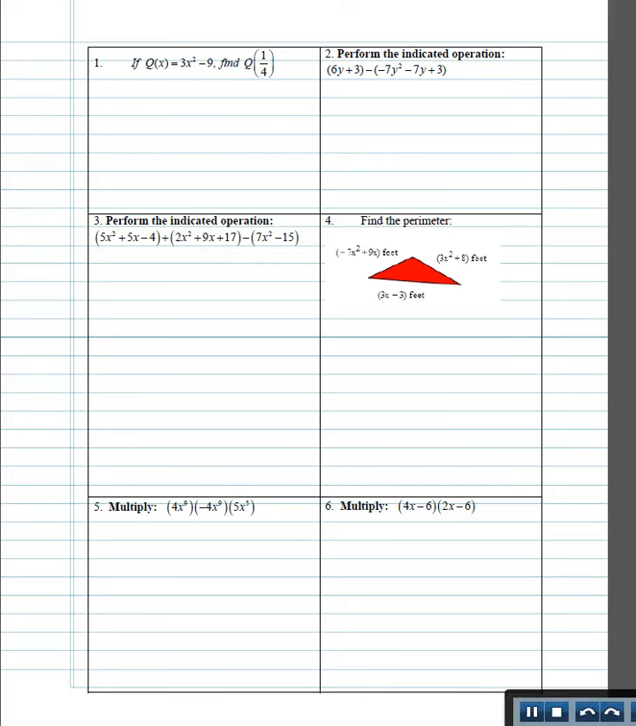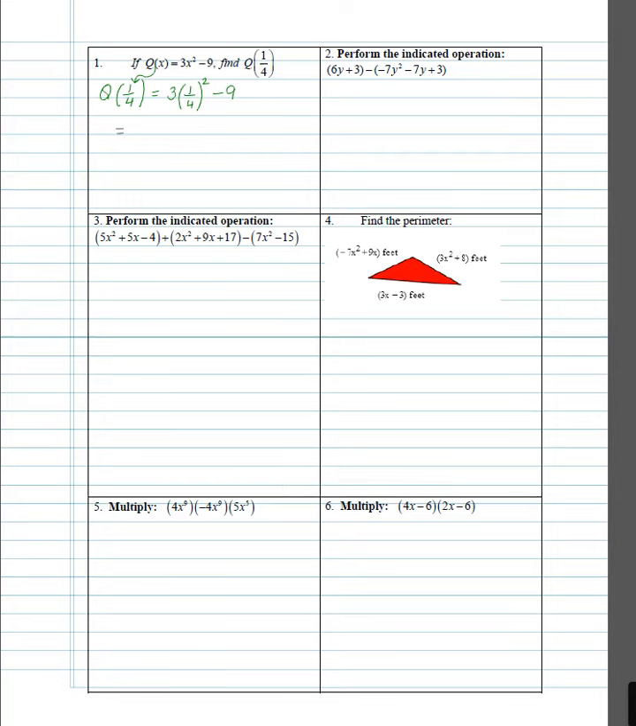The first problem is, if q of x is equal to 3x squared minus 9, find q of 1/4. What they're trying to say is they're asking us to find q of 1/4. That is, they're replacing x with 1/4. So wherever you see an x, you're going to replace it with 1/4. So I have 3x squared, so it becomes 3 times 1/4 squared minus 9.